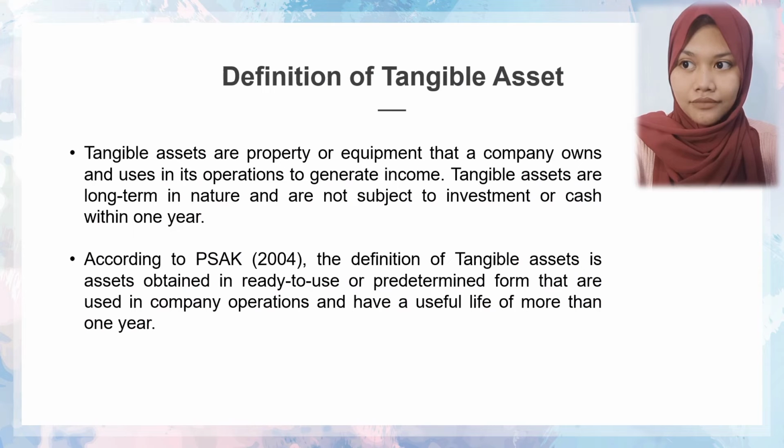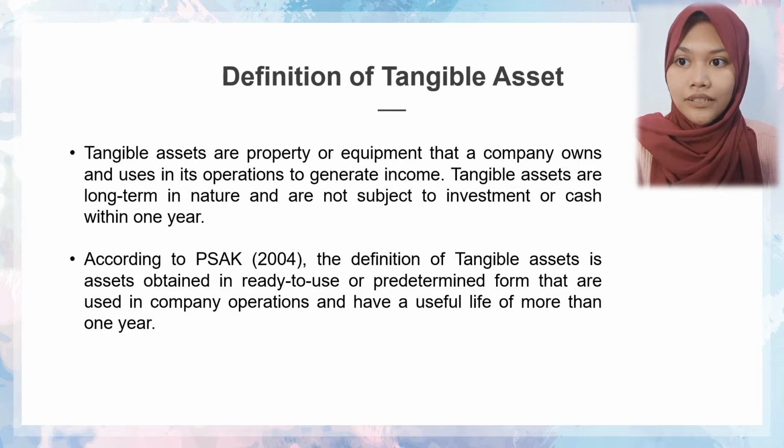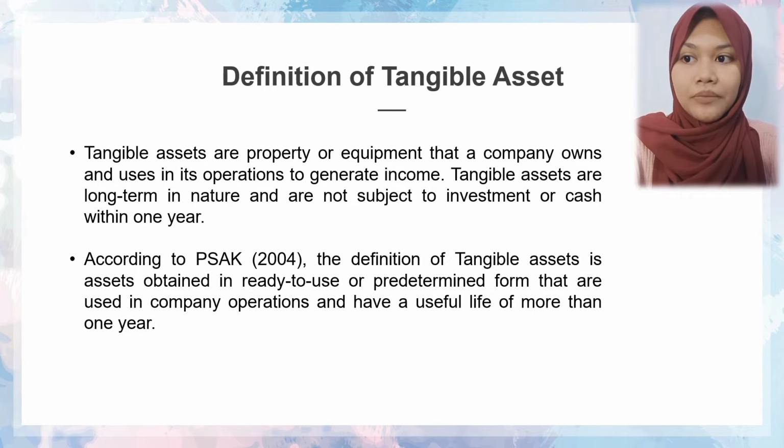Part 1. Tangible asset. Definition of tangible asset. Tangible assets are property or equipment that a company owns and uses in its operation to generate income. Tangible assets are long-term in nature and are not subject to investment or cash within a year. According to PSAK 2004, the definition of tangible asset is asset obtained in ready-to-use or predetermined form that is used in company operation and has a useful life of more than 1 year.